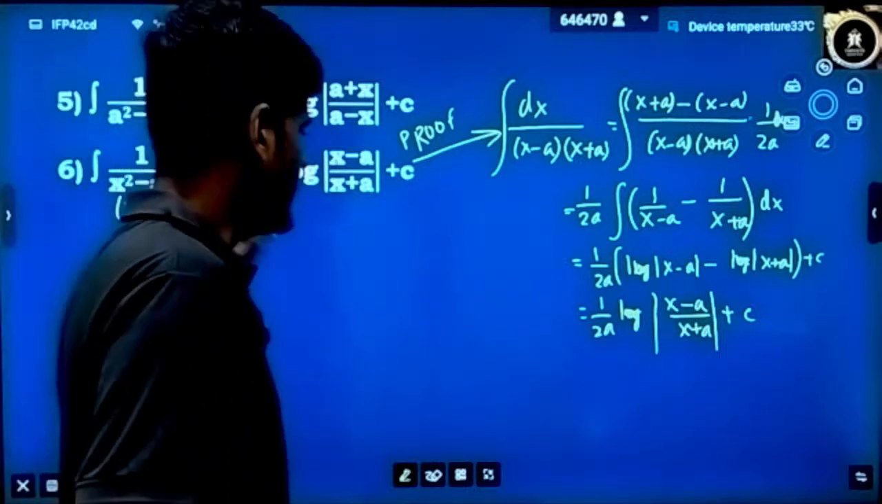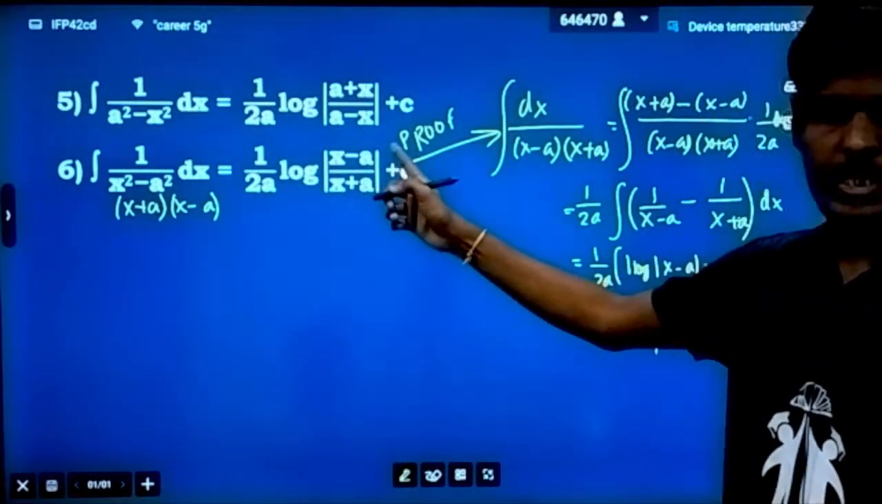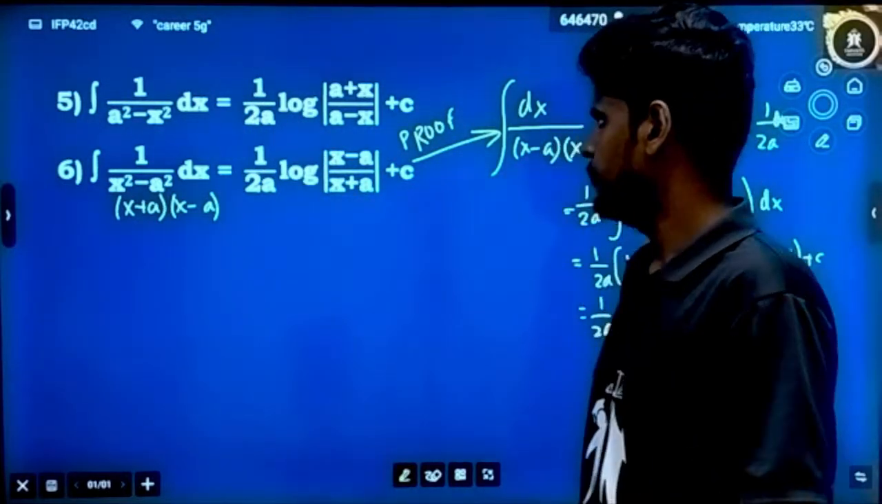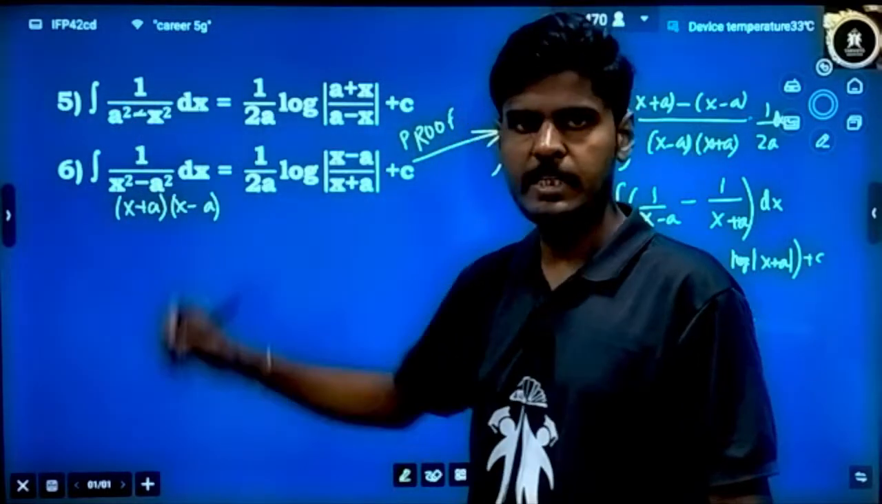So integral dx by x square minus a square is 1 by 2a log of modulus x minus a by x plus a. Now what is the proof for the fifth one? It is the same formula. Here when we take minus outside, we will get this term.